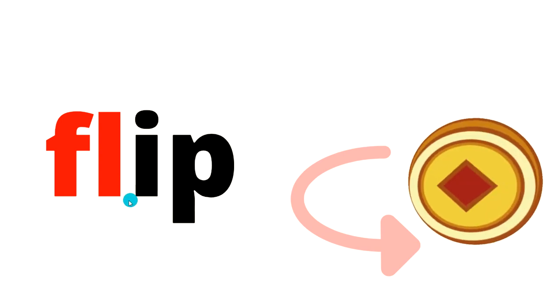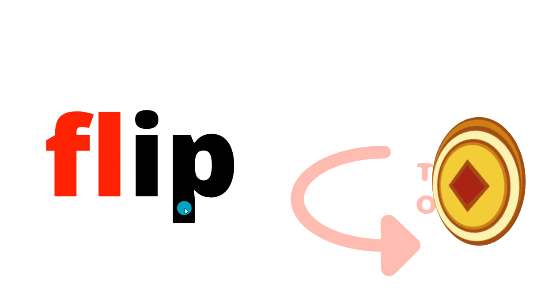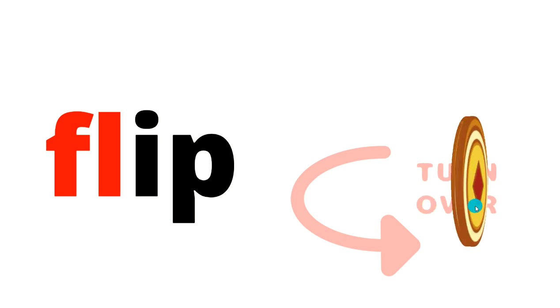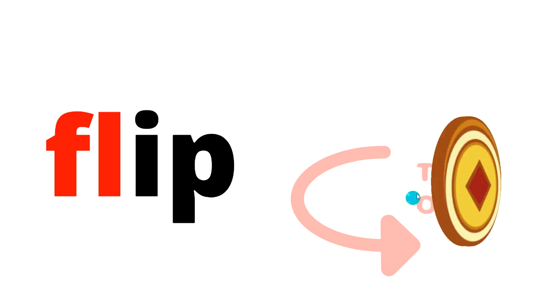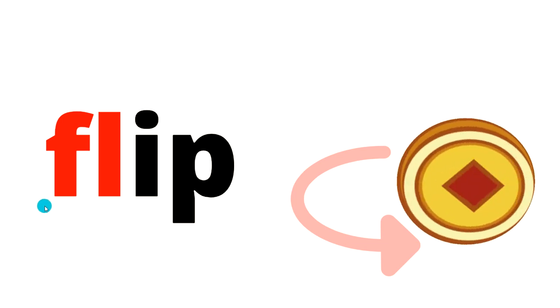Flip. Can you see the coin? It's flipping, means it's turning around. Turn over and over. It's a flip.